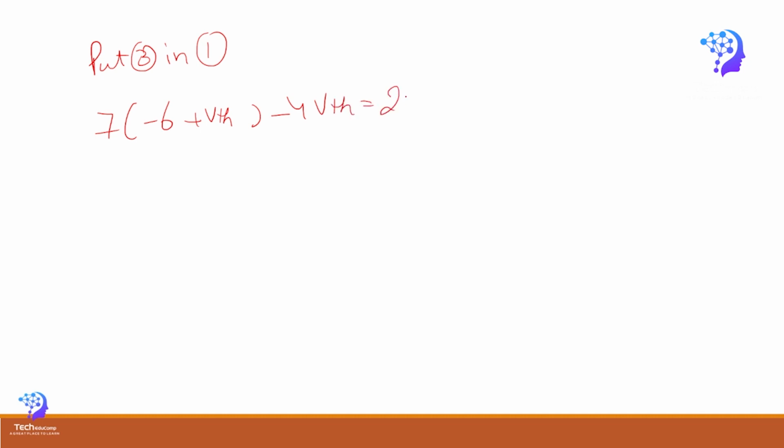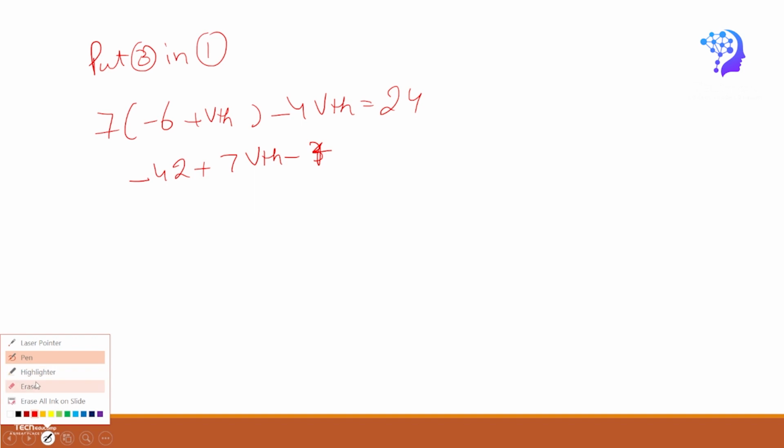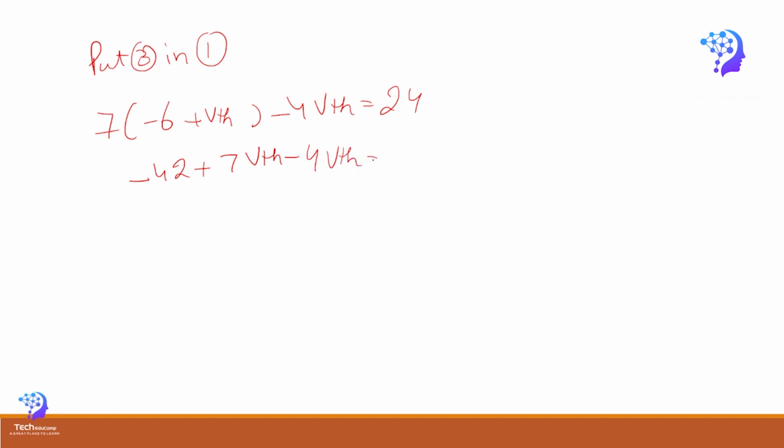Now put 3 in 1. When we put the value of VA, we get 7 times (minus 6 plus VTH) minus 4 VTH equal to 24. It will be minus 42 plus 7 VTH minus 4 VTH equal to 24. This will be 3 VTH equal to 24 plus 42, so 3 VTH equal to 66. So the VTH value will be 22 volt.